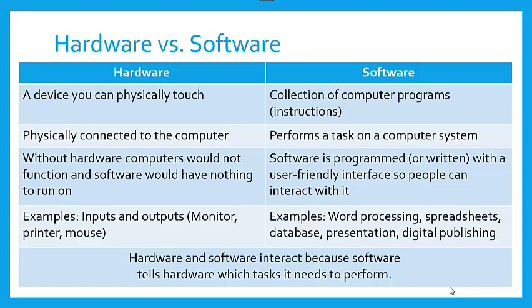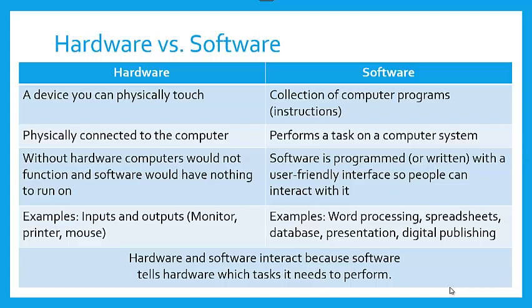Well, hardware is a device you can physically touch. It is physically connected to the computer. So the hardware are things like your computer monitor that you're watching this on, maybe your mouse that you use to navigate to get to this video on Schoology, maybe even the speakers that you're using to listen to my voice right now. All of those things are computer hardware because we can physically touch them and they are connected to the computer somehow.